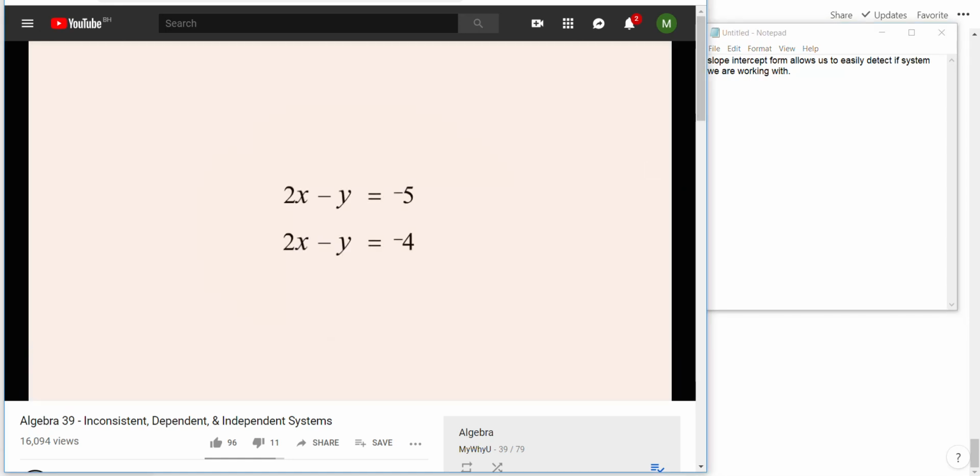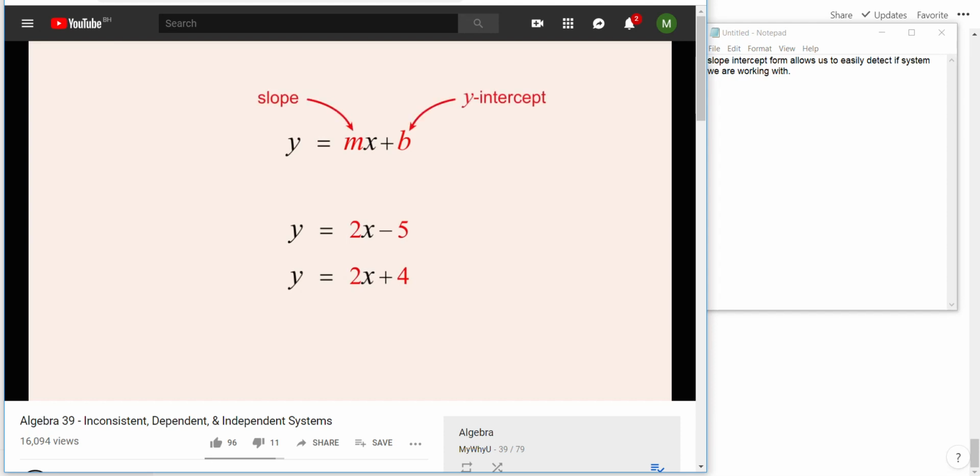Let's say we are given a system of two linear equations in two variables written in standard form. If we rewrite the equations in slope-intercept form, y equals mx plus b, by examining the constants m and b, which correspond to the graph's slope and y-intercept, we can tell whether the system has one solution, no solutions, or an infinite number of solutions.